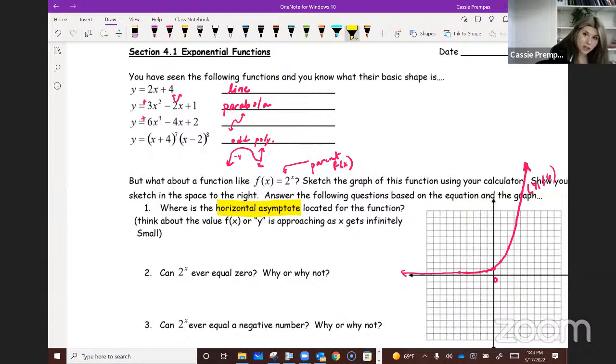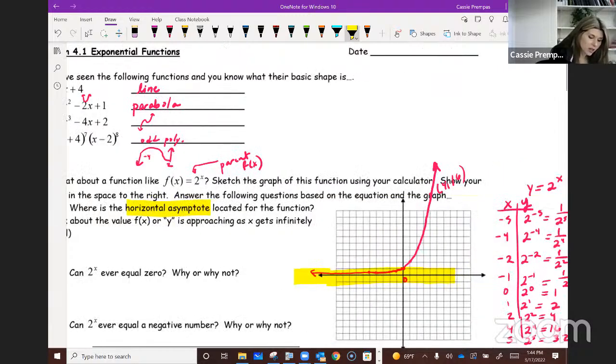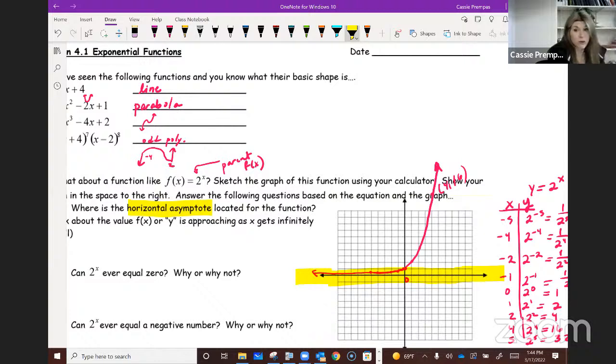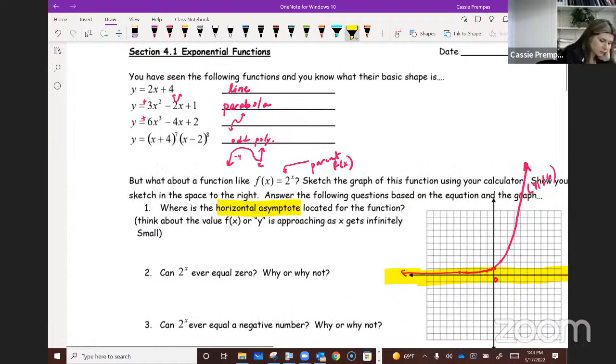Or if it was like negative 100, it'd be 1 over 2 to the 100. That's getting closer and closer to 0. So we actually have a horizontal asymptote for all exponential equations. And if you're looking at the parent function, it's at y equals 0.